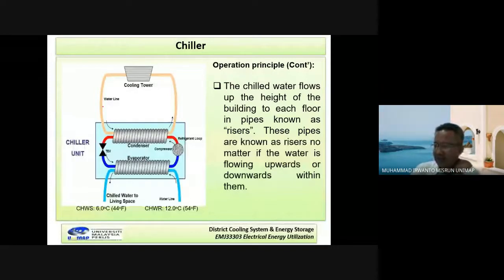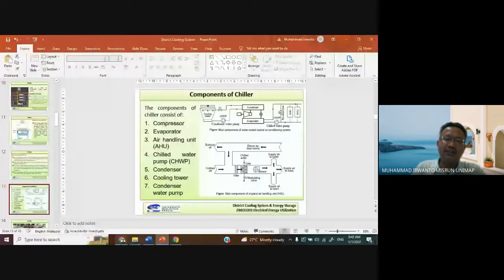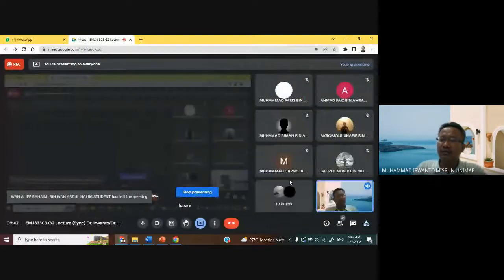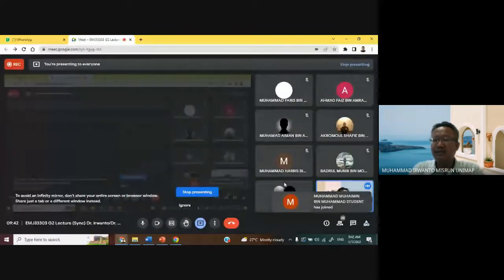Okay, now I have explained the operation principle of the chiller. I hope every student understands how the chiller can operate, and how the district cooling system can operate to cool one city and others.